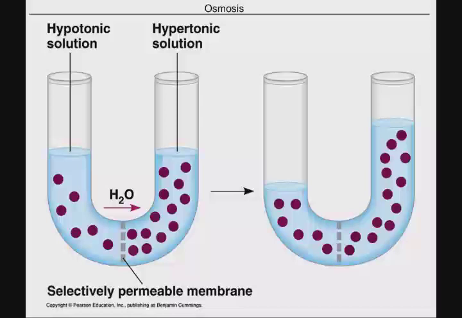So in this case, you've got two solutions on either side of a selectively permeable membrane. This membrane is selectively permeable because it allows water to move across, but not the solute. So the purple dye in this case cannot move across the membrane, but the water can. So this is now a very special case of diffusion called osmosis. It's water going from regions of high water concentration to regions of lower water concentration.